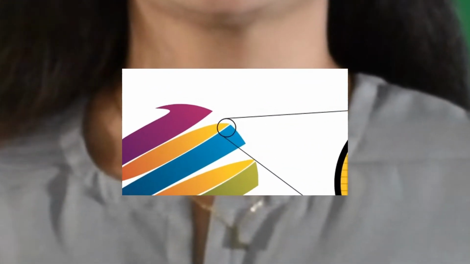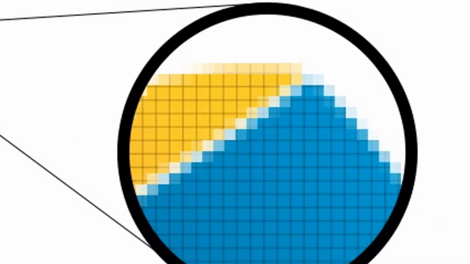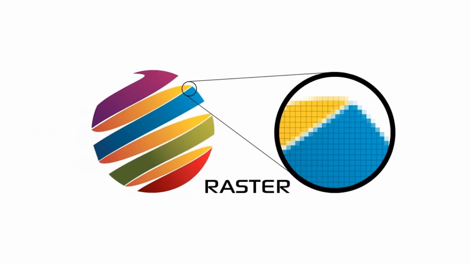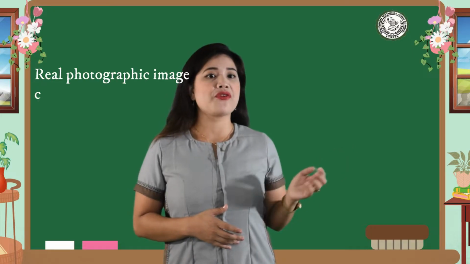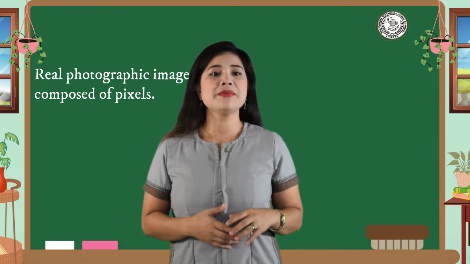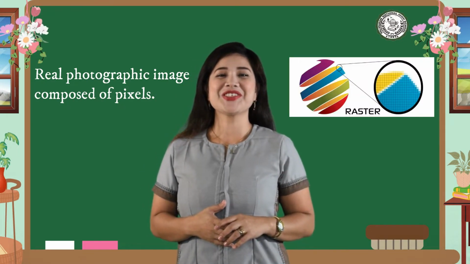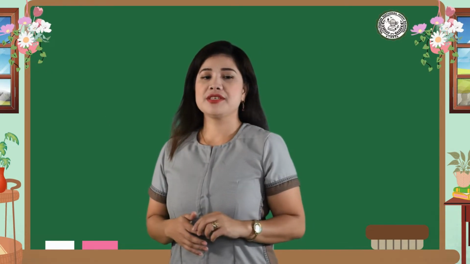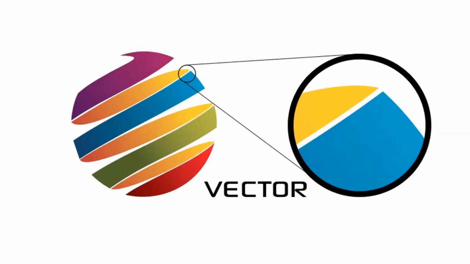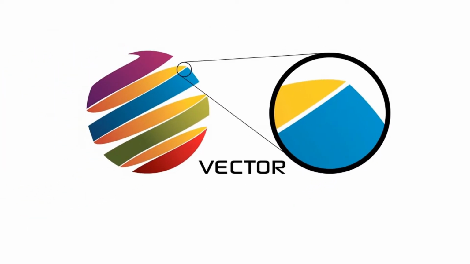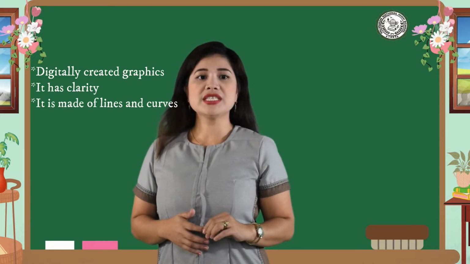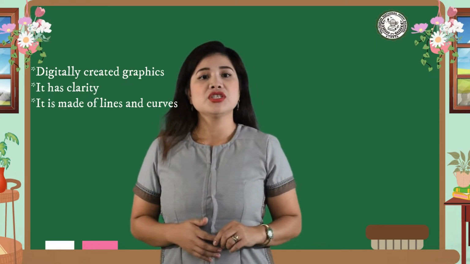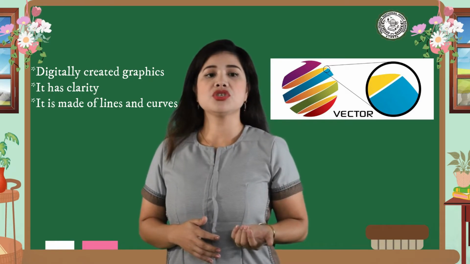As we zoom out, we will see mosaic colored squares called pixels. This is real photographic image. This image is called raster image. How about the other image? What have you observed? Very good. As we zoom out, the image is still clear. As you can see, it is made of lines and curves. This type of image is digitally created graphic. This one is a vector image.